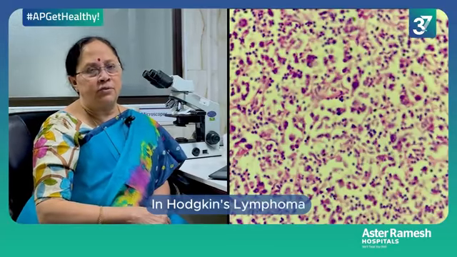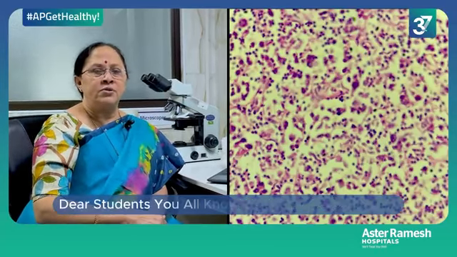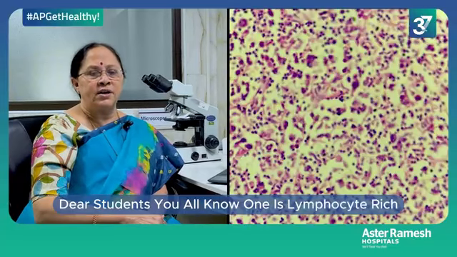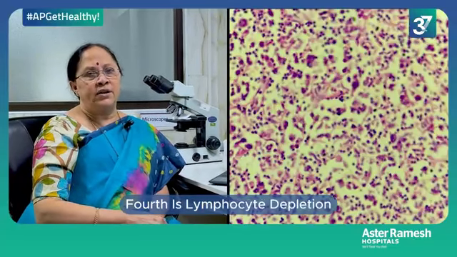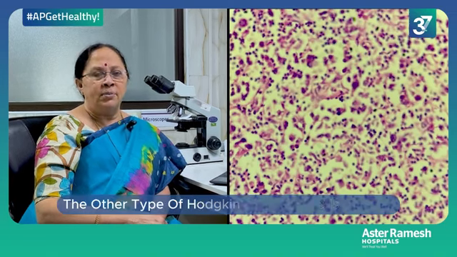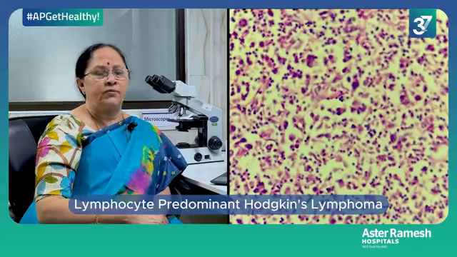In Hodgkin's lymphoma, the classic four types, dear students, you all know: one is lymphocyte rich, second is nodular sclerosis, third is mixed cellularity, fourth is lymphocytic depletion, and then the other type of Hodgkin's lymphoma is nodular lymphocyte predominant Hodgkin's lymphoma.